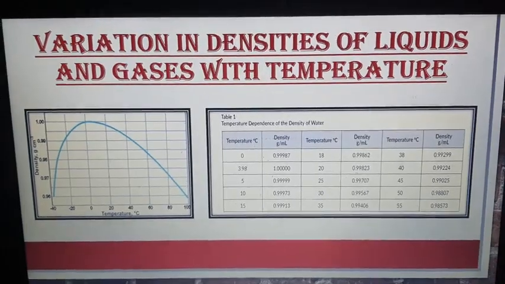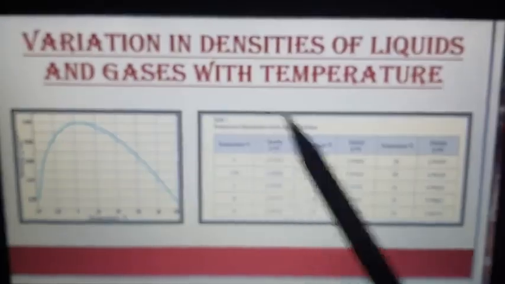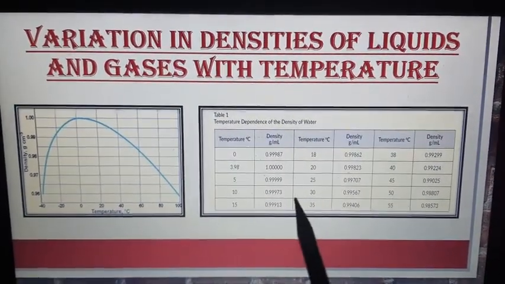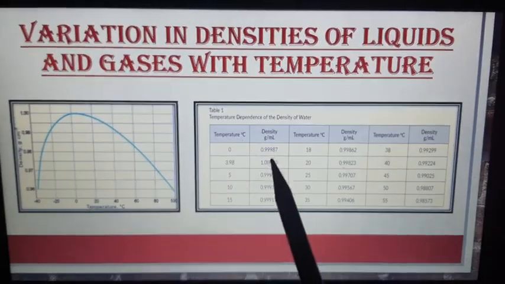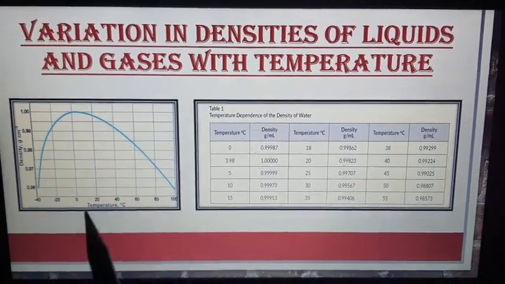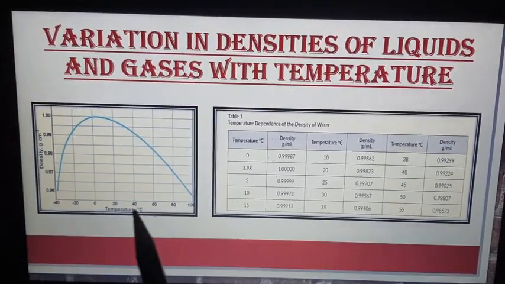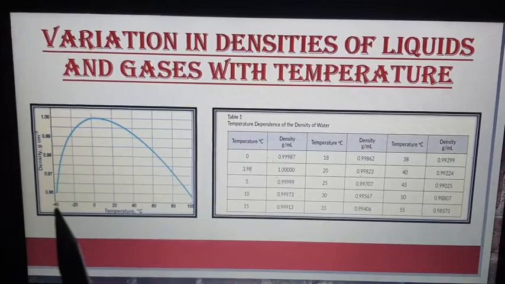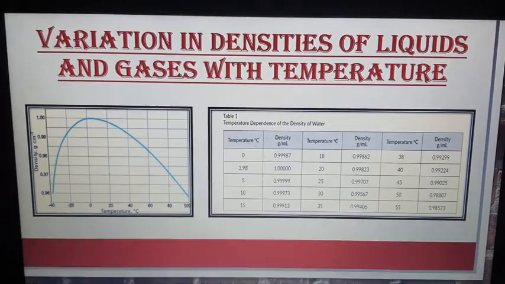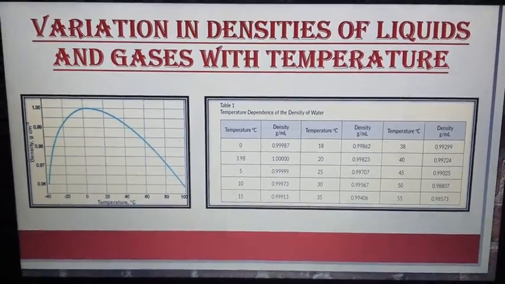Okay. The next topic that we have to discuss is the variation in densities of liquids and gases with temperature. I've given you two tables over here. The table shows, with the temperature, how the value of the density is changing, whether it is increasing or decreasing. Similarly, on the y-axis you have the density represented, and on the x-axis you have the temperature. As the temperature goes from minus 40 to minus 20 to 0 to 20 to 40, you can see the curve that is being formed. This is just for your general knowledge, children. You don't need to draw this in your copies.